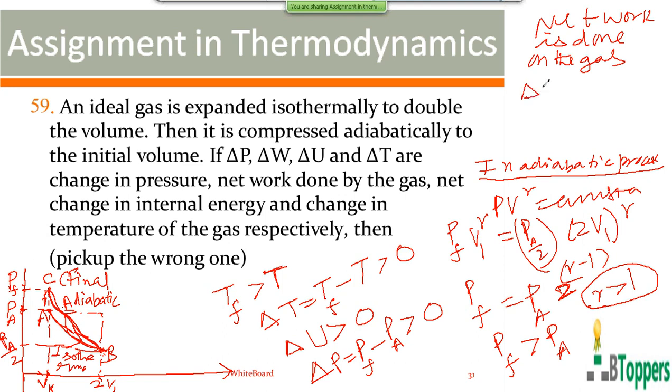Therefore, delta W, which represents the net work done by the gas, is negative. Delta W is less than 0. So in this process, delta U is greater than 0, delta W is less than 0. Delta U is greater than 0, delta T is greater than 0, delta P is greater than 0.